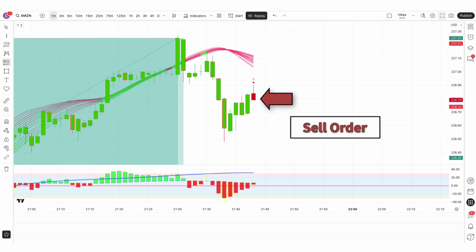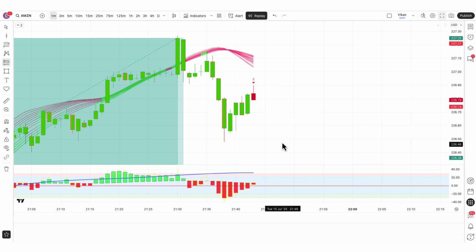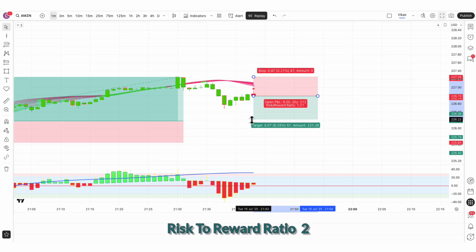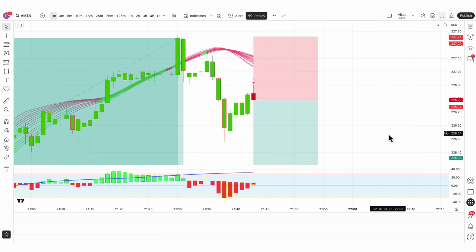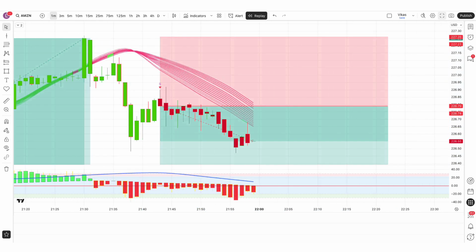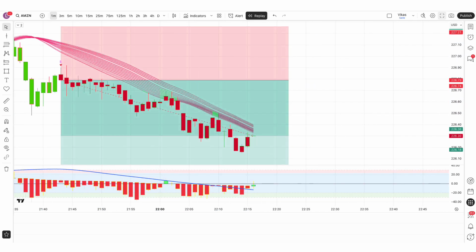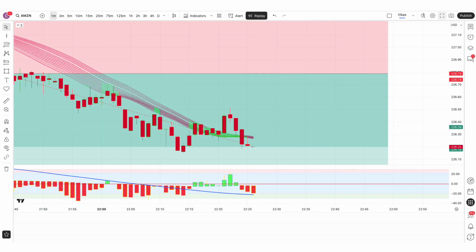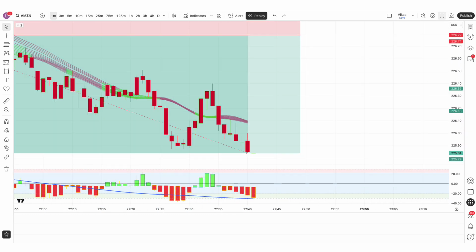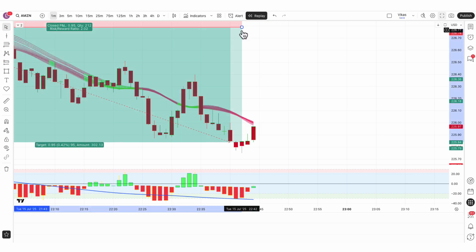If this condition is fulfilled, then we will place a sell order. Our stop loss is to be placed at the previous high of the market, and the risk to reward ratio will be 2. The market has completely hit the target. Let's find the next trade.